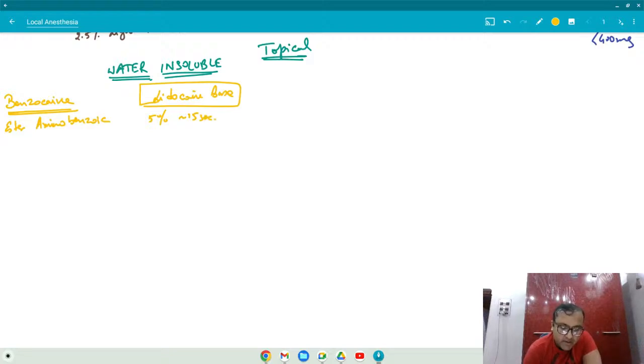The longer it is kept in contact with the mucosa, the longer the anesthesia it will provide. Okay, so this is true. And if you are applying it a single time, then it will stay for 30 minutes. Okay, half an hour it will stay.